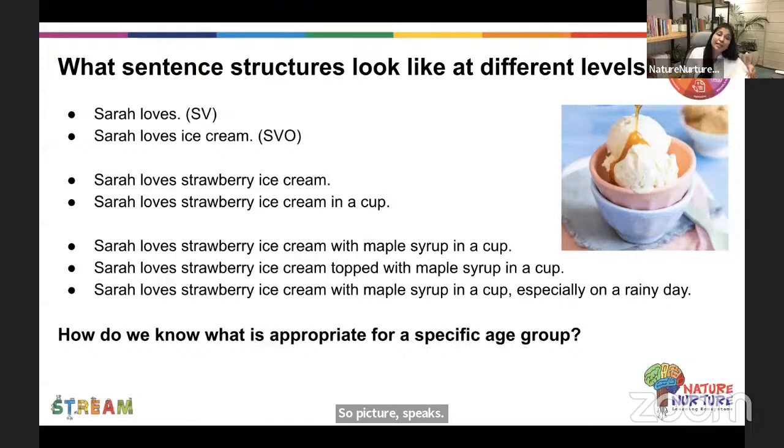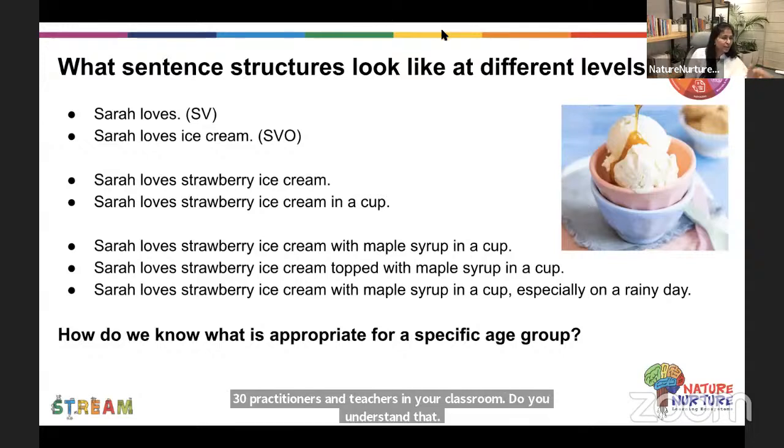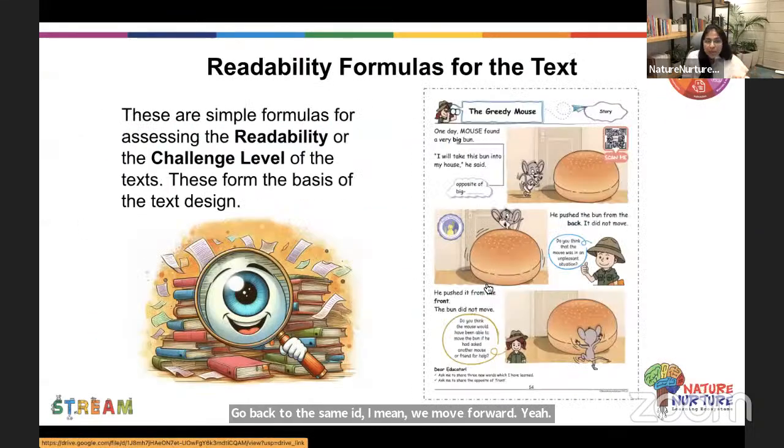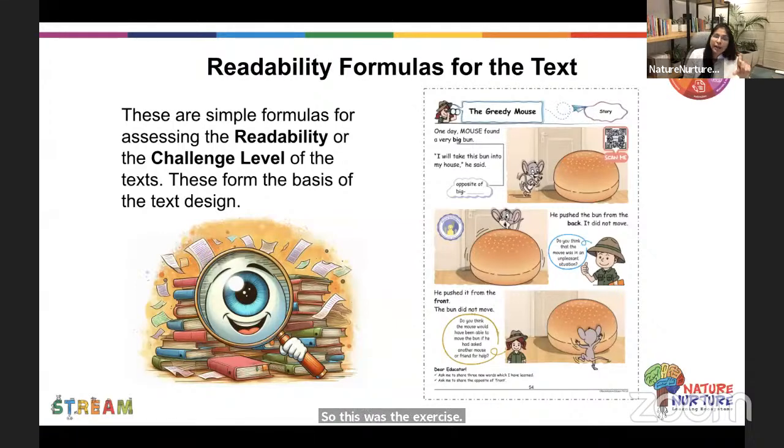And in this journey, learn with your children. You have 30 practitioners and teachers in your classroom. Do you understand that? So we move ahead. Next one. So this was the exercise. When we design a story and we are deciding the sentence length, you will see that there will be 3 types of sentences. One sentence will have around 4 to 5 words for those children who are beginners. Few sentences will have 5 to 7 words for those children who are developing. And there will be some sentences with 8 to 9 words for those children who are proficient.